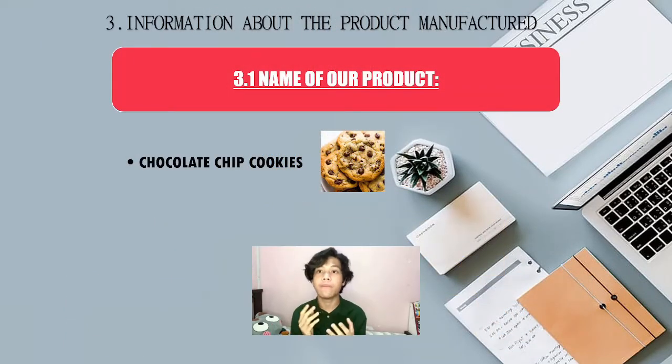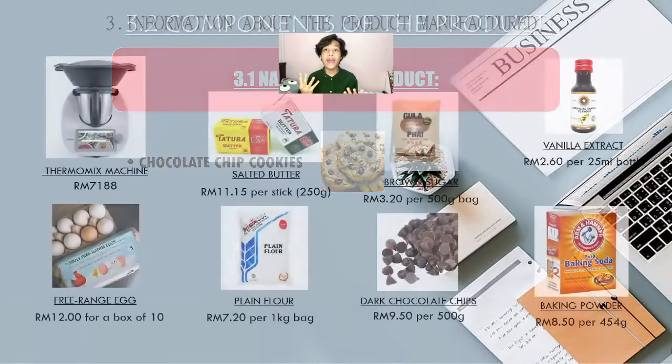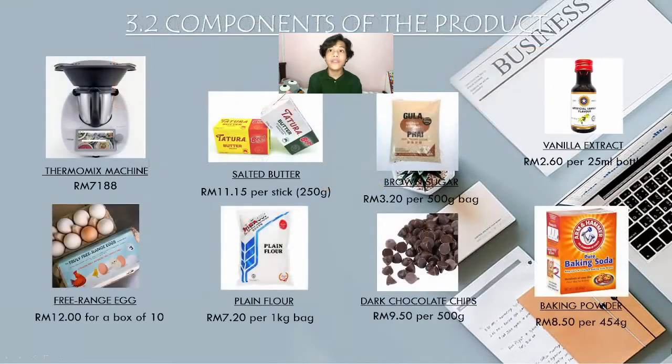Now let me proceed with the manufactured product. After doing a lot of research, we decided to do chocolate chip cookies as our product. As you guys can see, these are all the ingredients needed based on the Thermomix recipe, which is the Thermomix machine itself, salted butter, brown sugar, vanilla extract, free-range egg, plain flour and dark chocolate chips, and baking powder, including the price of each item so that we can create a high-quality product by using good materials but not that expensive to minimize our cost.